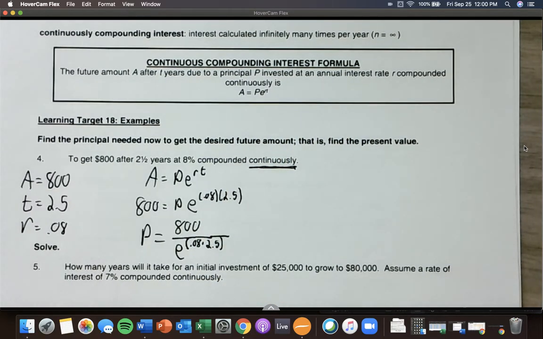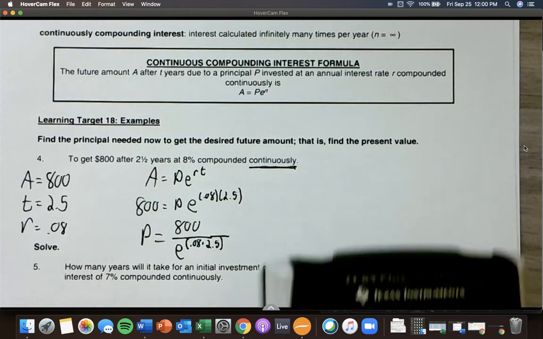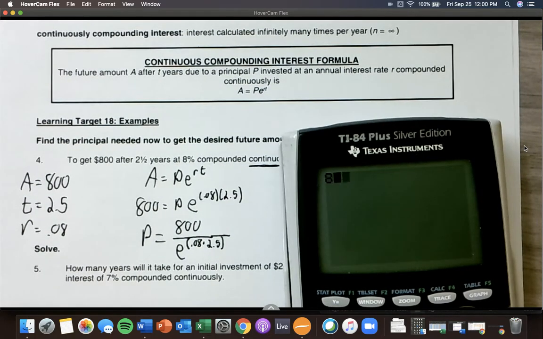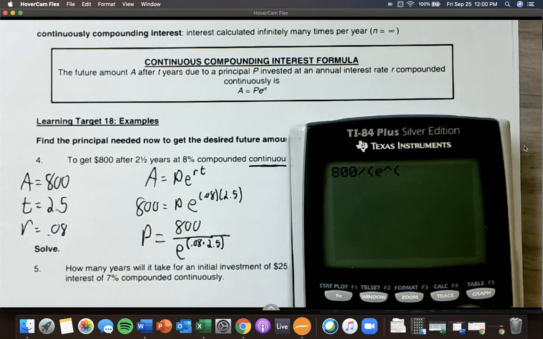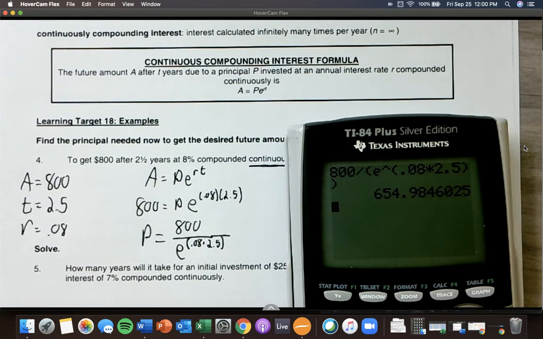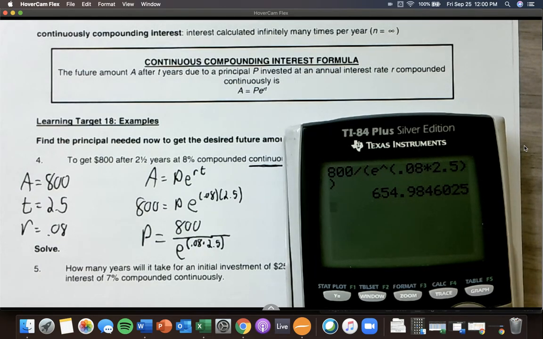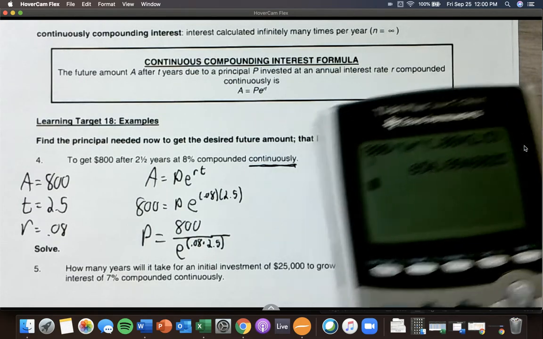All right, so I can just plug that into our calculator just like we've been doing. 800 divided by e raised to the 0.08 times 2.5. All right, I have to make sure I close all my parentheses. And what I end up getting is that the principal then is going to be $654.98.